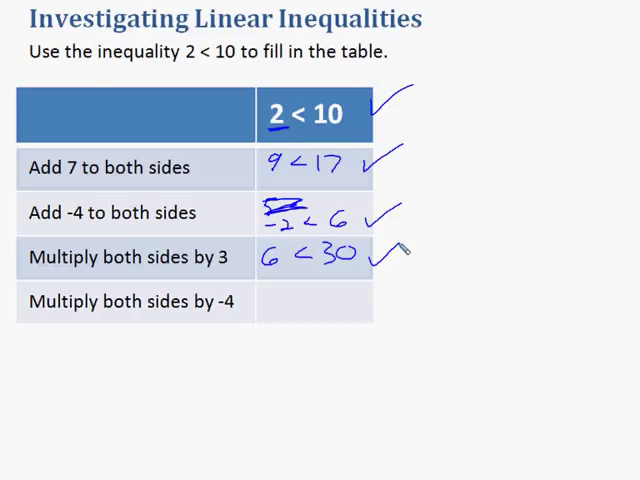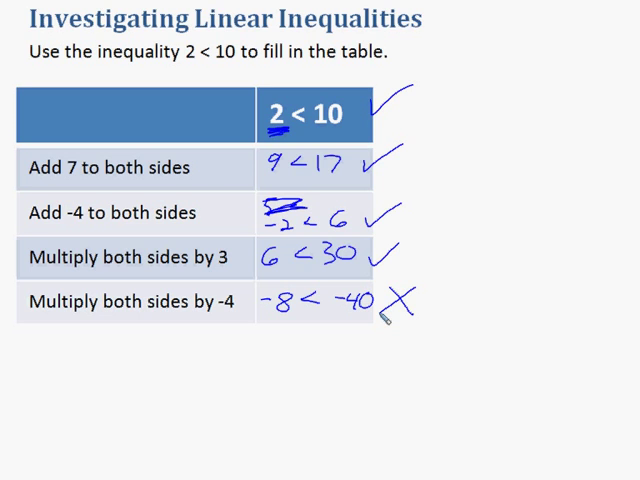Multiplying both sides by negative 4. So 2 times negative 4 is negative 8. 10 times negative 4 is negative 40. This, however, is not true. A negative 8 is not less than negative 40. This is false.